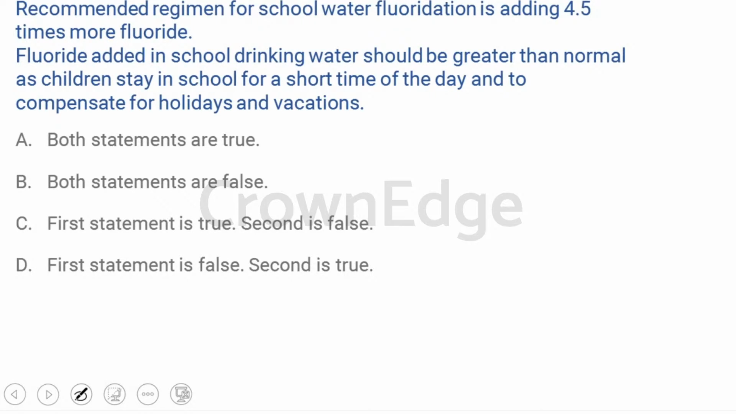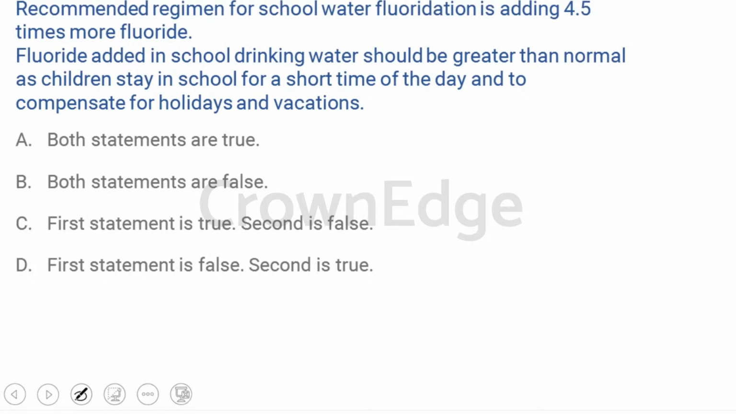The next question is: the recommended regime for school water fluoridation is by adding 4.5 times more fluoride. The second statement is: fluoride added in school drinking water should be greater than normal as children stay in school for a shorter time of the day and to compensate for holidays and vacations. The options are: both statements are true, both statements are false, first statement is true and second statement is false, and the last option is first statement is false and second statement is true. So the pick for this particular question will be answer A, or option number A.